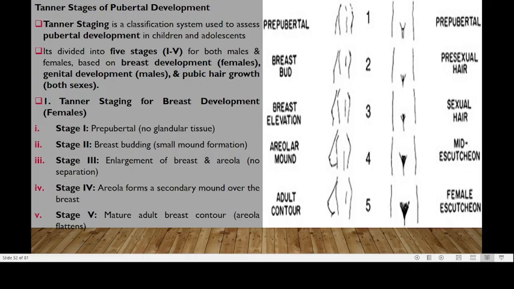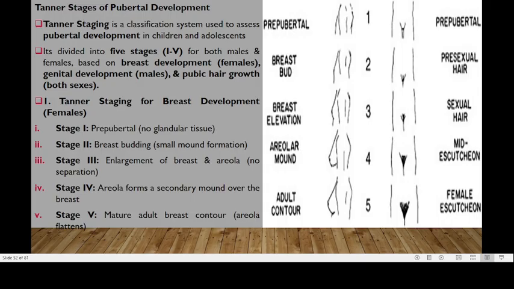So we normally do Tanner staging of pubertal development, and Tanner staging is simply a classification system used to assess pubertal development in children and adolescents. It is divided into 5 stages for both males and females based on either breast development for the females, genital development for the males, or pubic hair for both.